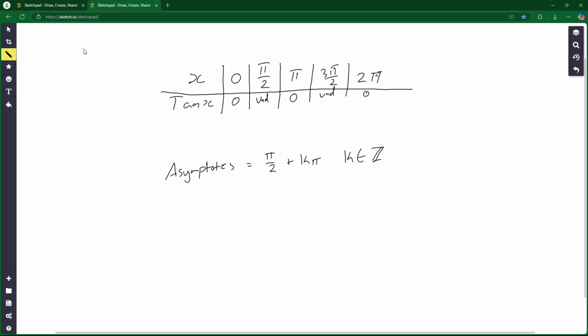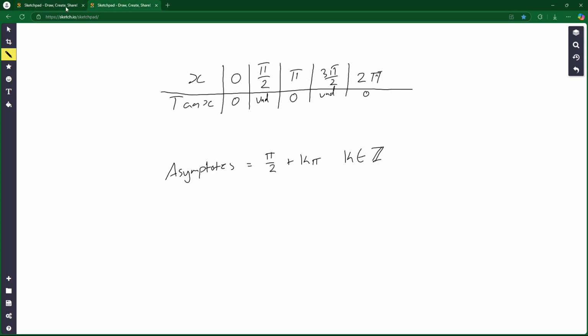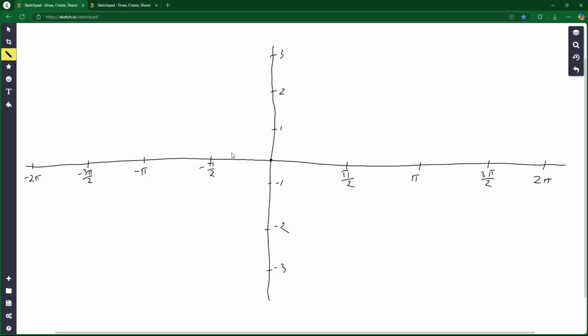Now that we have an understanding of that, and we know that our asymptotes are at pi over 2 and 3 pi over 2, we can also assume that our other asymptotes are going to be negative pi over 2 and negative 3 pi over 2. So we'll go ahead and draw dotted lines all the way down.